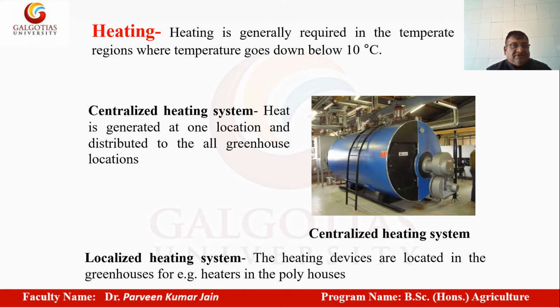Sometimes in the winters we have very low temperatures, particularly in the temperate regions where we have greenhouses at very low temperatures, so we need to heat the polyhouses. There are different ways to heat the polyhouse. There may be a system of hot air blowing, where a central unit can be established, just like your central heating system, and it may blow hot air inside the polyhouses.